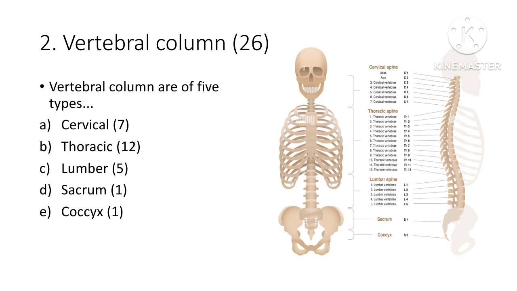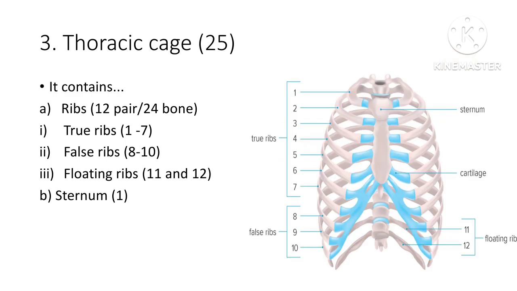The thoracic cage, also known as the rib cage, is a bony structure that protects the organs in the chest, including the heart and lungs. It is composed of ribs and the sternum. There are 12 pairs of ribs that attach to the thoracic vertebrae and curve around the front of the chest to attach to the sternum.